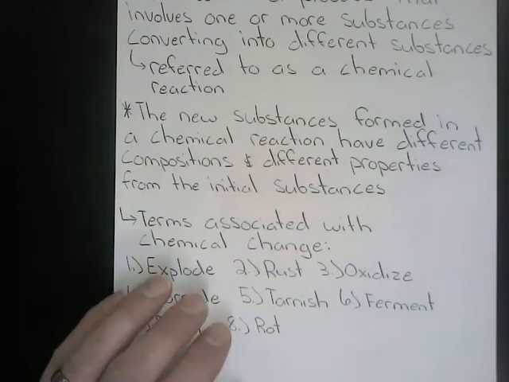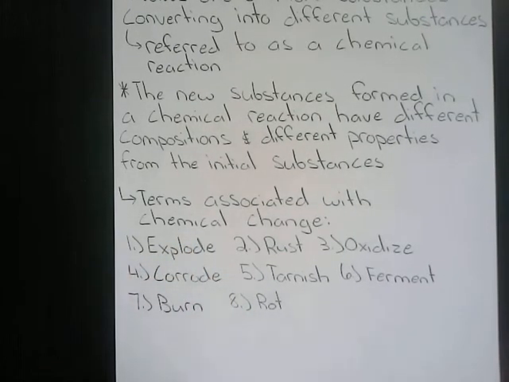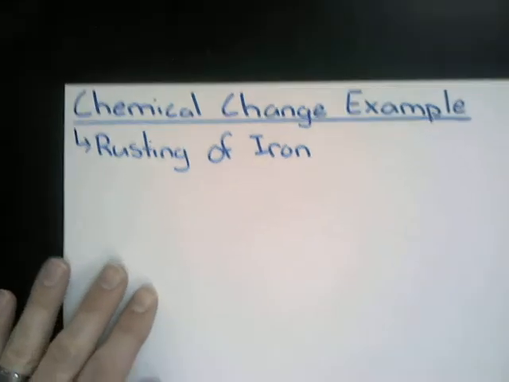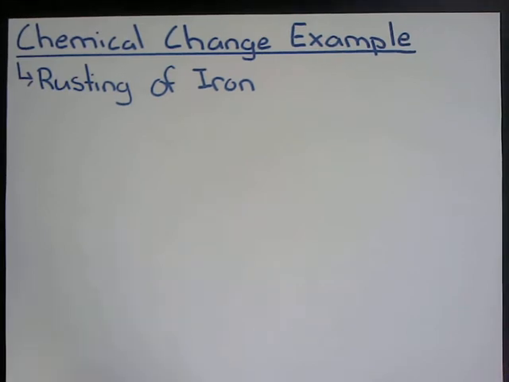So again, there are additional terms that describe a chemical change. We just list the most common ones that you see. And the major thing here is in a chemical change, the final substance is going to be different than that initial substance. So let's see this in an overall example. And that is the rusting of iron, which we've all seen or experienced in some way, shape, or form.